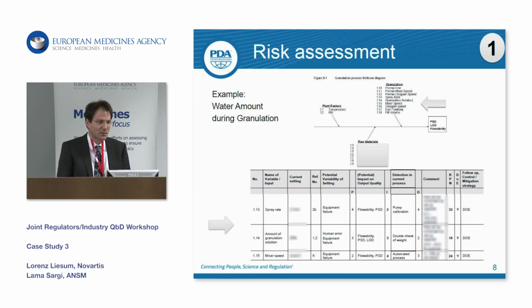This is the assessment which is reflected in the so-called QBD1 document prior to the execution of any kind of experiments. So here the potential impacts on the output quality are quite high, resulting in high RPN numbers, with the consequence that these parameters should be considered and evaluated during lab scale developments.